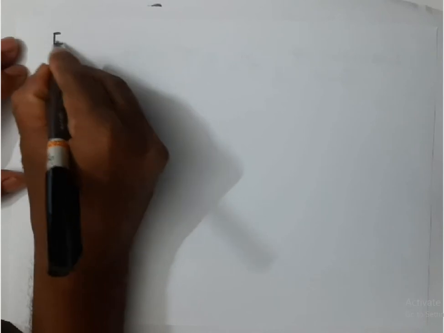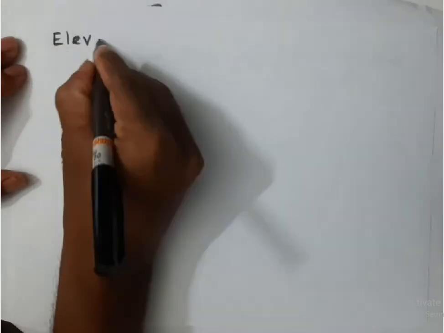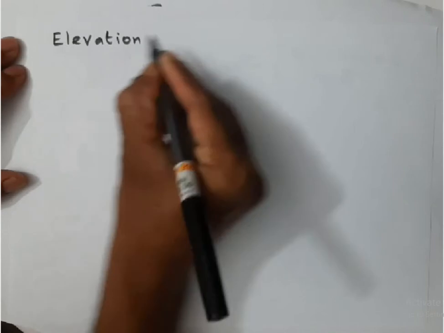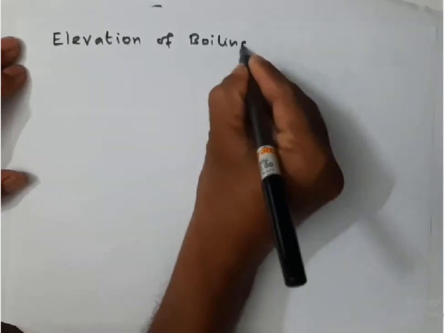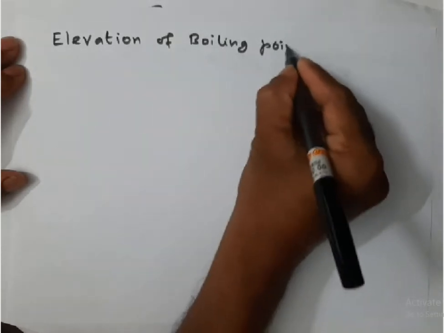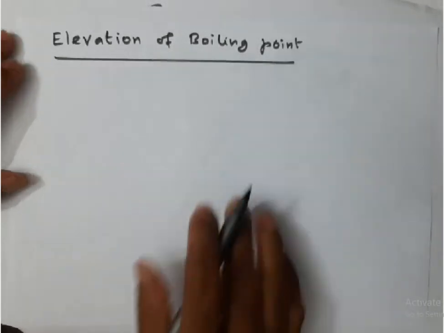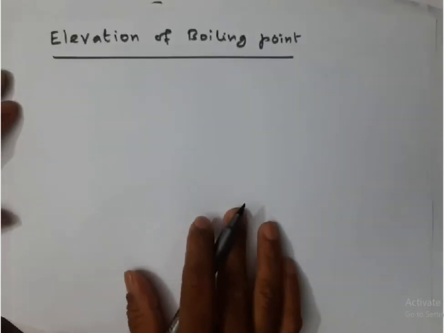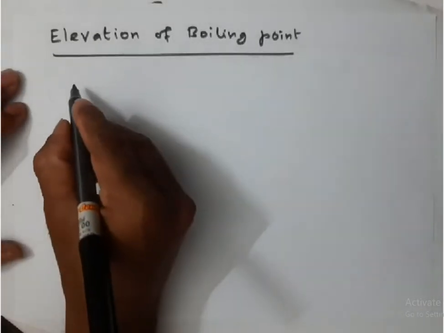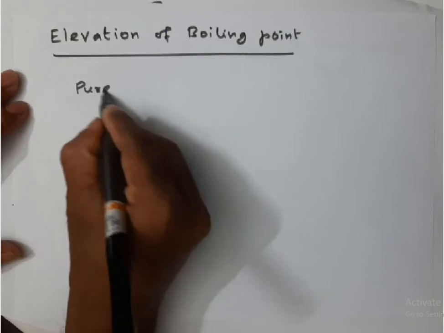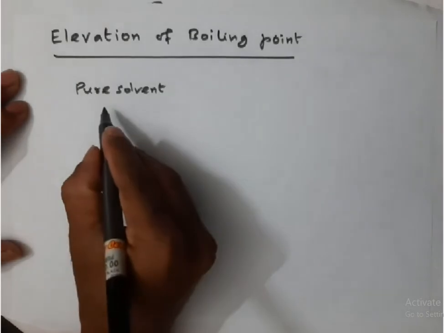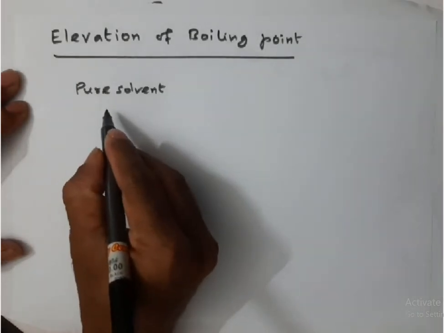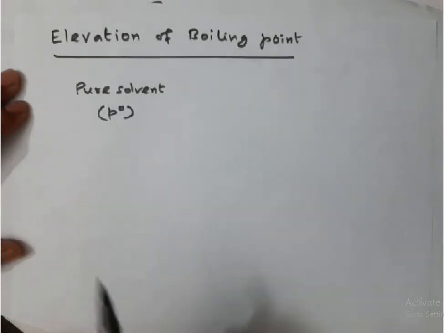So we're discussing elevation of boiling point. Elevation of boiling point, right? So we all know that if you take a pure solvent, the vapor pressure of pure solvent is usually denoted, we denote vapor pressure as P naught.